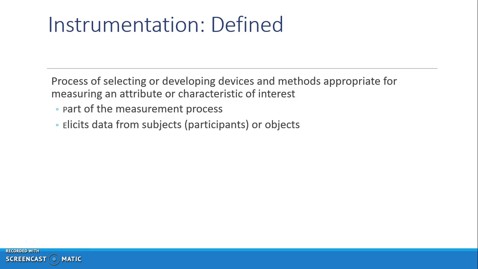So when you're looking at creating an instrument or evaluating an instrument that measures caring or any other construct, you have to really look at what is available so that you can get the best in terms of reliability and validity to measure the attribute of interest.